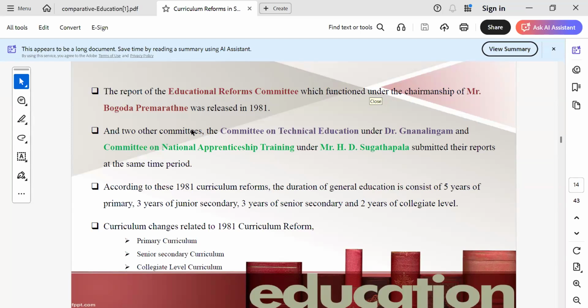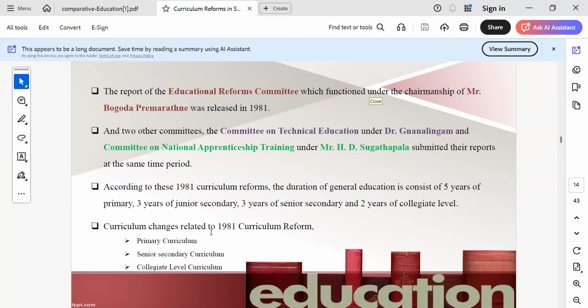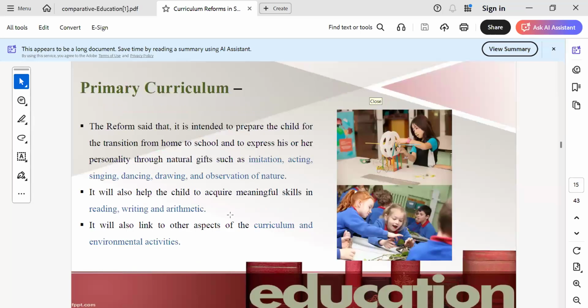In 1972, 5, 4, 2, 1. Here, 5, 3, 3, 2. Right? No pre-university education. And curriculum changes related to the 1981 curriculum reform: primary curriculum, senior secondary, and collegiate level. Names also changed. So you can see the primary curriculum. The reform said that it is intended to prepare the child for a transition from home to school and to express his or her personality through natural gifts such as imitation, acting, singing, dancing, drawing, and observation of nature. It will also help the child to acquire meaningful skills in reading, writing, and arithmetic.